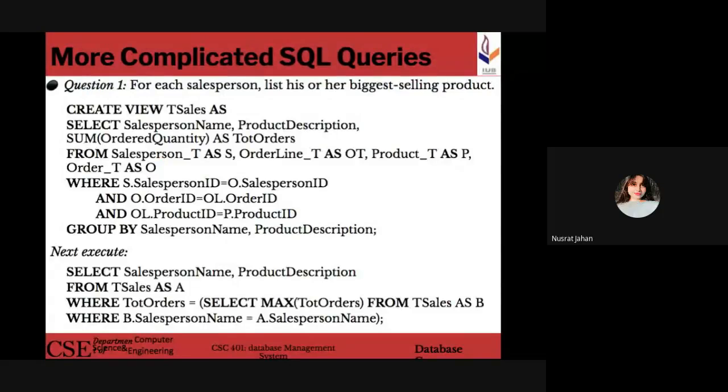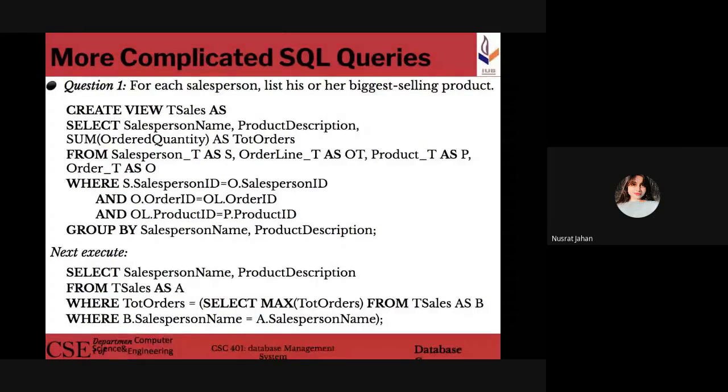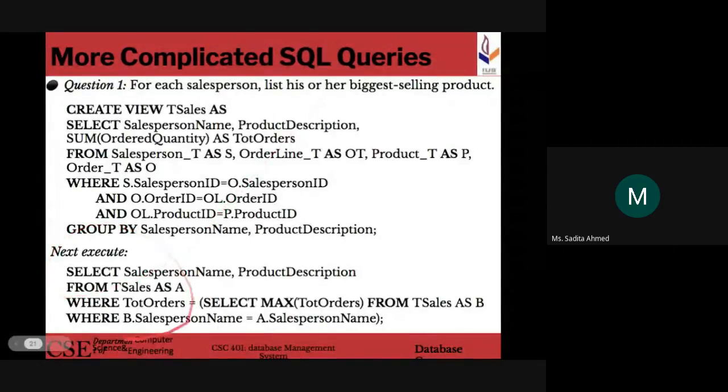Yes, ma'am. Right then. So what's going on in the next part then? We're going to use this view further to get exactly what the query is asking for. For each salesperson listing their biggest selling product.